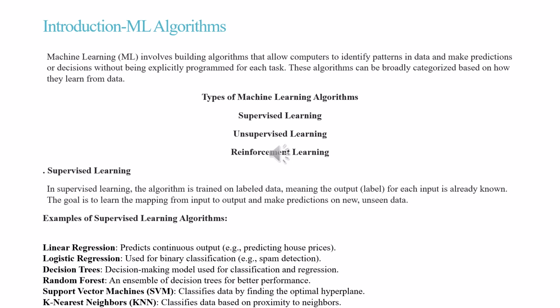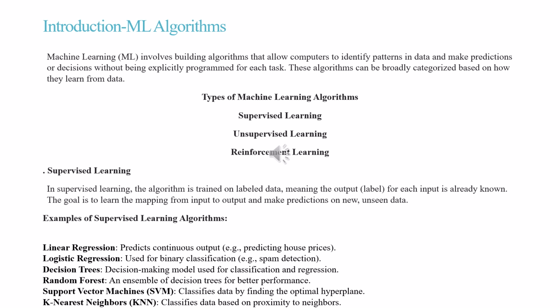The introduction of ML algorithms. ML is nothing but machine learning. It is a subset of AI. Machine learning involves building algorithms that allow computers to identify patterns in data and make predictions or decisions without being explicitly programmed for each task. These algorithms can be broadly categorized based on how they learn from the data.